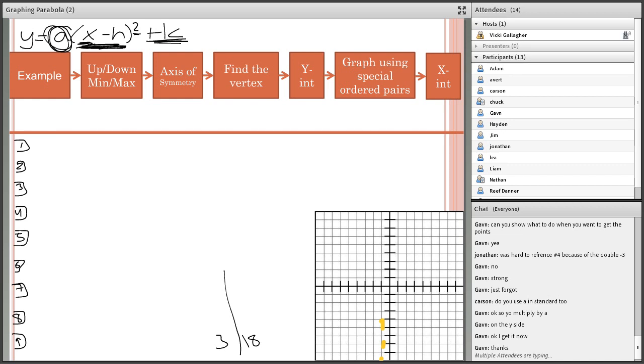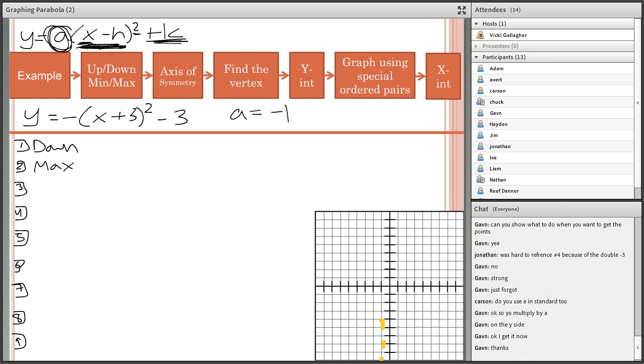Okay, we're looking at number 4 on the quiz now, which was y equals negative (x plus 3) squared minus 3. Okay, so first we start by looking at the letter A, which is a negative 1. So negative is down, max, and y is less than or equal to. All of that information I get from the fact that A is a negative number. I don't even care what negative number it is. All I care is A is negative, down, max, less than or equal to for my range.